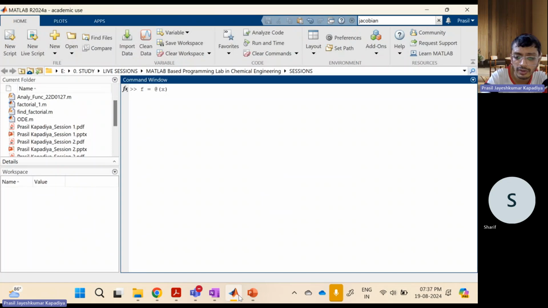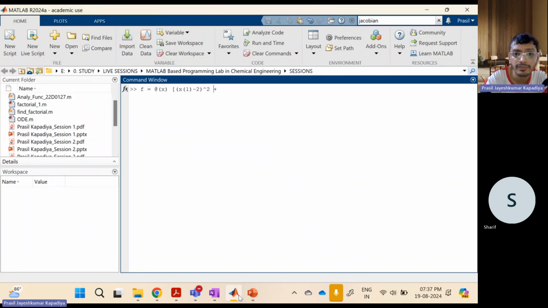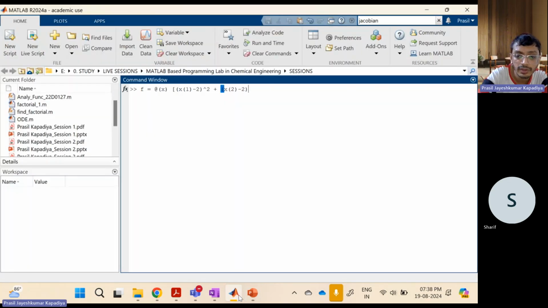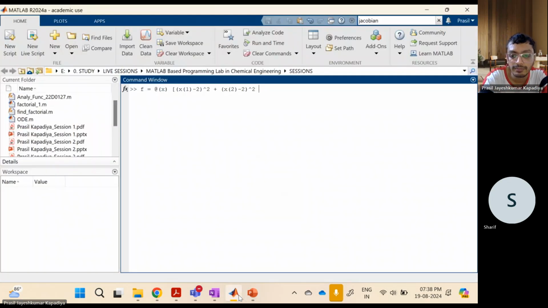(x1 minus 2) whole square plus (x2 minus 2) whole square minus 9. This is my first equation.